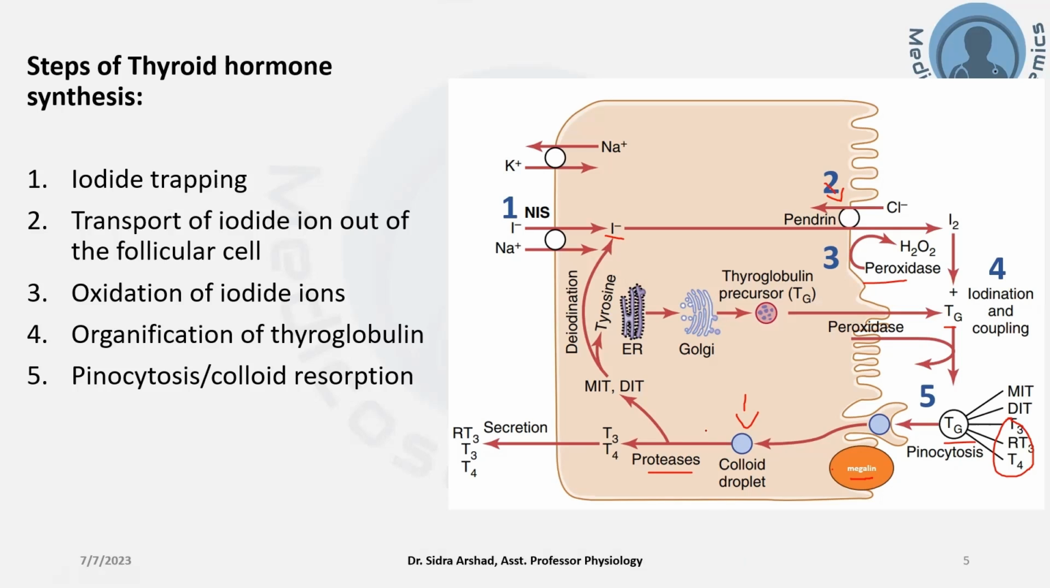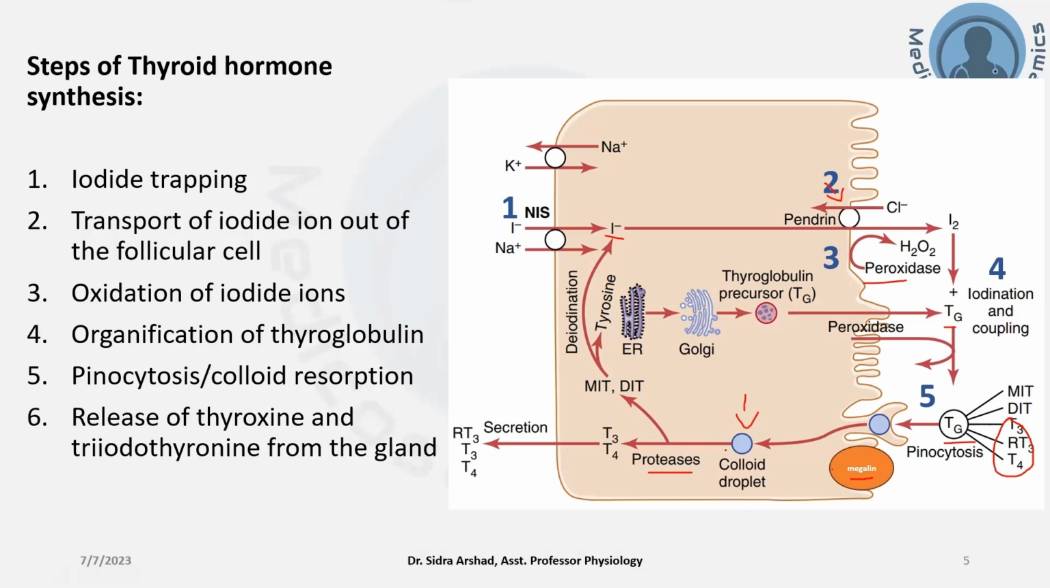Here, a step you can add is the fusion of the lysosomes with the colloid droplet. This is going to cleave the thyroxine and triiodothyronine, that is T4 and T3, from this thyroglobulin molecule, which can then be released into the blood. So the thyroid gland releases T4, T3, and reverse T3 into the circulation. This is the sixth step. Seventh step is the removal of iodine from monoiodotyrosine and diiodotyrosine.